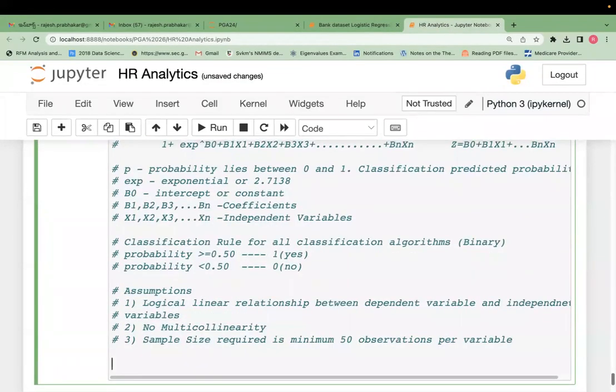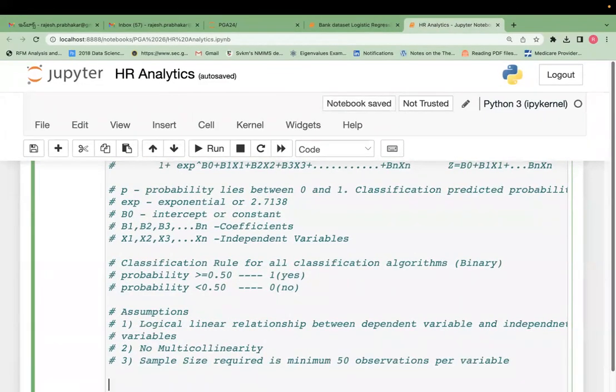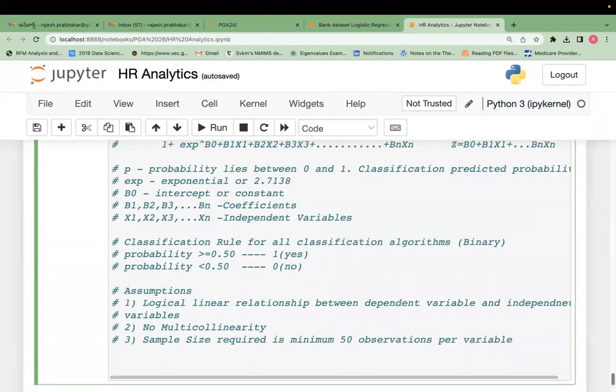So we also discussed some basic assumptions. A linear relationship must be there. No multicollinearity. Sample size required is minimum 50 observations per variable for all classification. For regression, 20 observations per variable. For classification, 50 observations per variable. This is your thumb rule, roughly speaking.